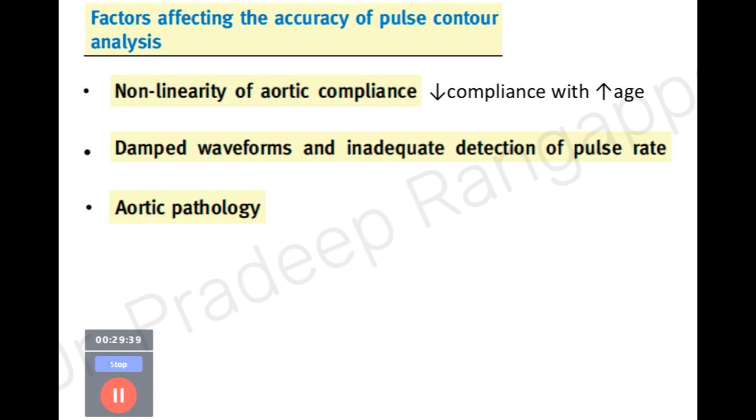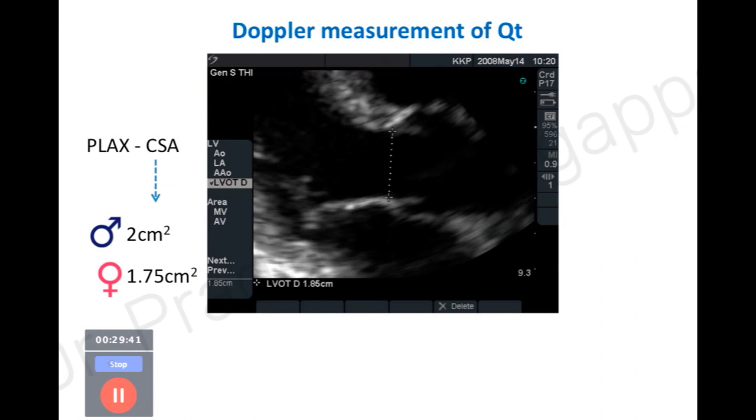Now we'll move to the non-invasive methods. The one which is most popular, and which I believe is the easiest, is the echocardiogram, the Doppler measurement of cardiac output. Most of the trainees listening would be familiar with the echocardiogram. You do a parasternal long axis view, and there you get the LVOT, where you take the cross sectional area diameter. For males it is 2 centimeters, for females it is generally 1.75.